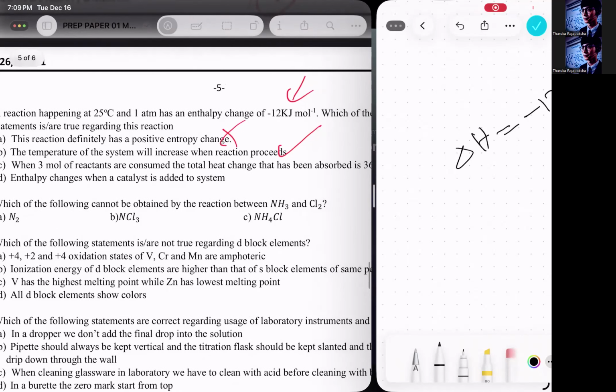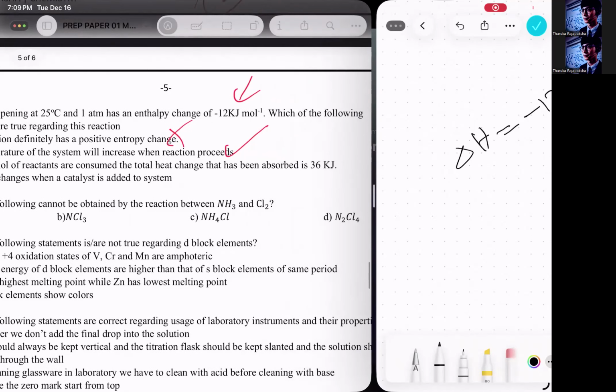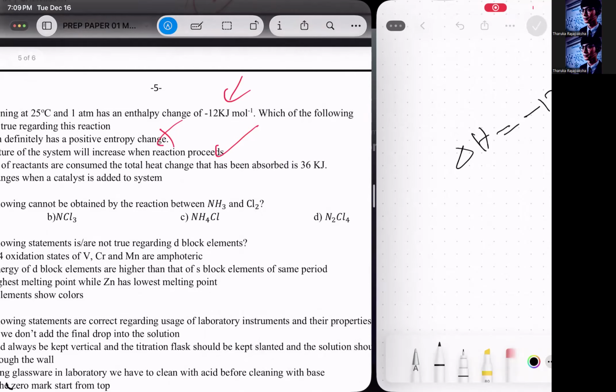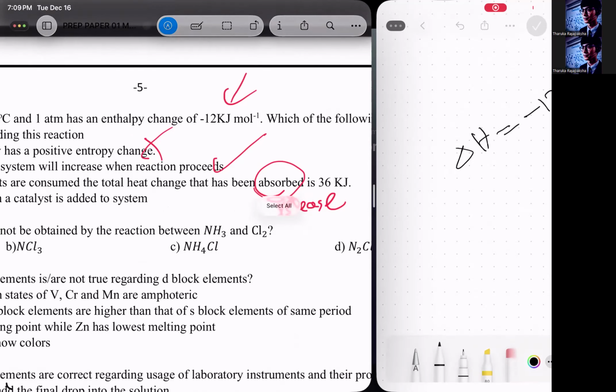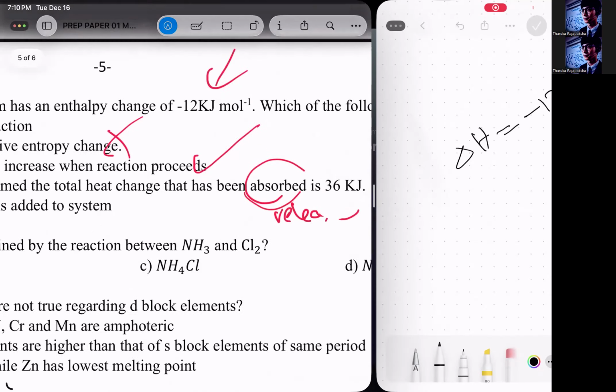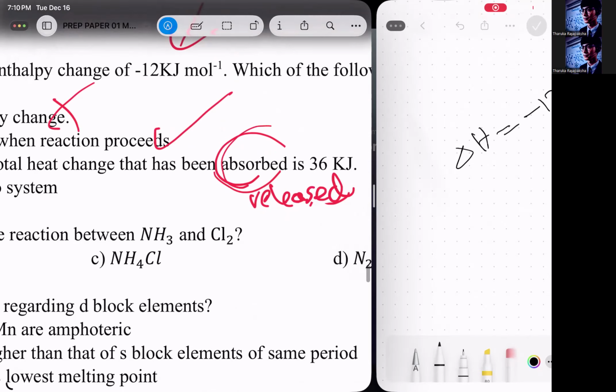C, when 3 moles of reactants are consumed, the total heat that is produced is 36. That is absorbed. These are tricky questions which I have given you. You multiplied 12 by 3 to get 36, so of course this is the correct answer, so I took it as correct. No, that's wrong. I said absorbed, not released, people. So this statement is wrong.